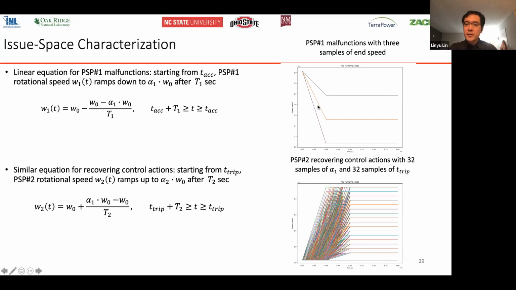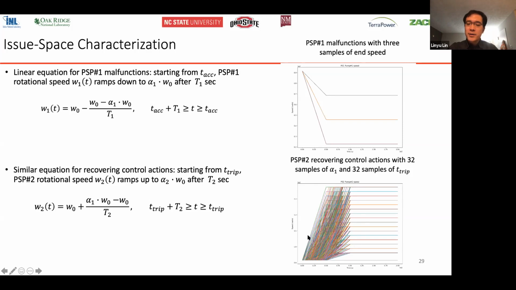On the right-hand side, you can see a picture with 3 samples of N speeds for the malfunction pumps. Similarly, after we have the malfunction, we need to recover from the accident scenario. We apply a similar equation to the recovering control actions, starting from a trip time. We are ramping up pump number 2 rotational speed to a fraction of nominal speed, and again, this ramping up is going to last for T2 seconds.